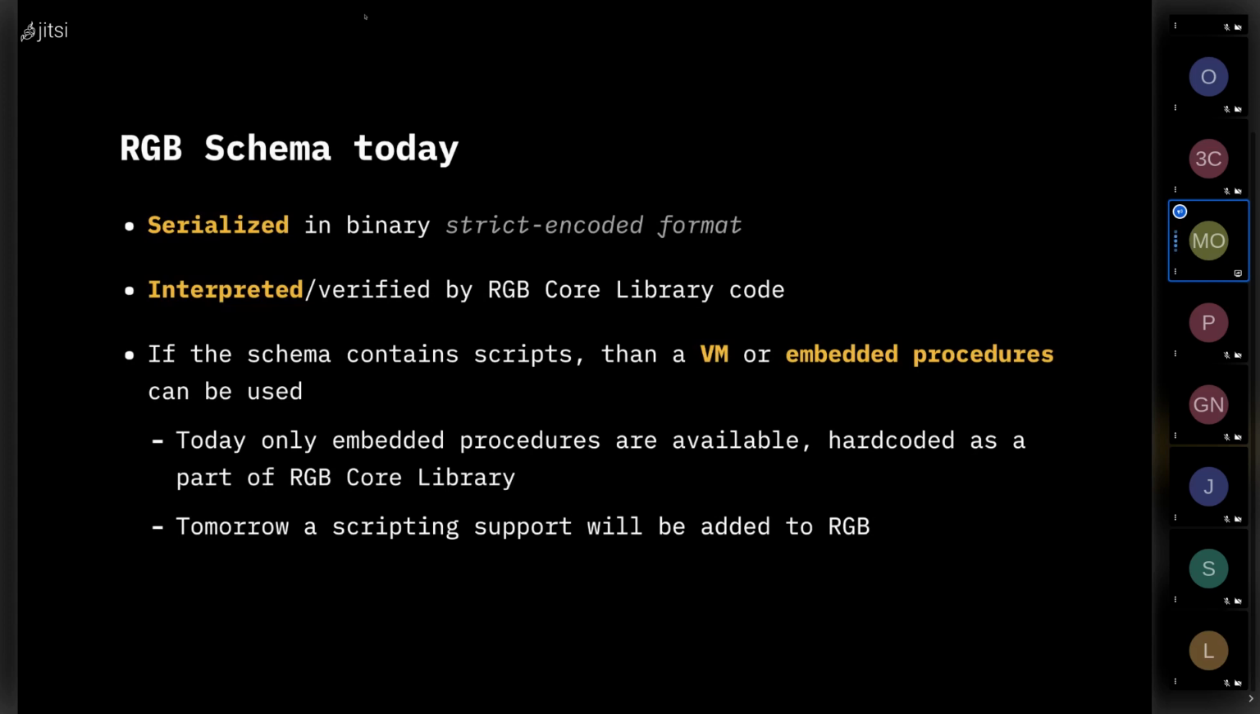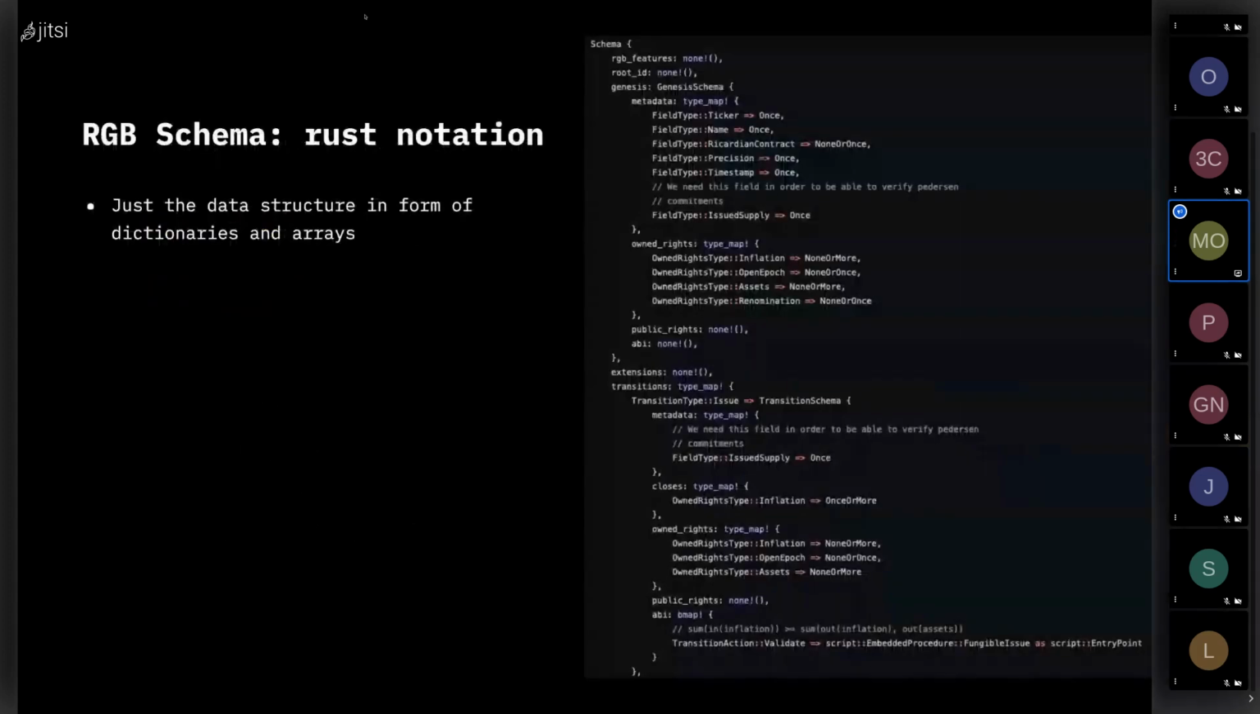And later I will describe how it will be done. But first I will complete the topic of schema. So how does the schema look like? The schema is just Rust code. You use the Rust code and you define the data structure inside the Rust code, which is called schema. And that's how it looks like.